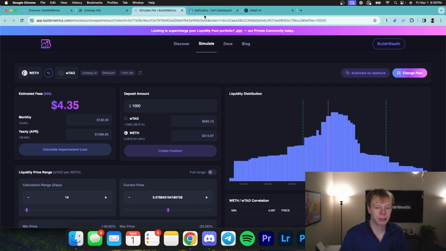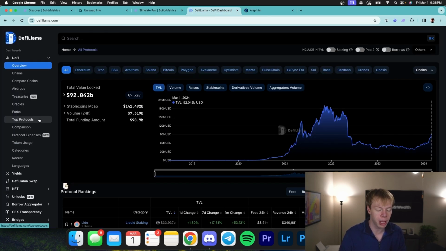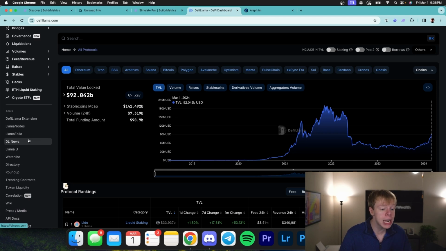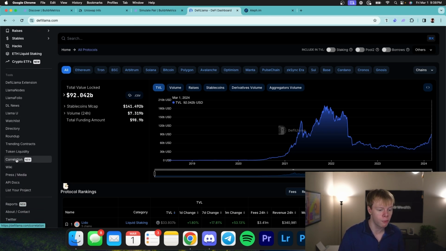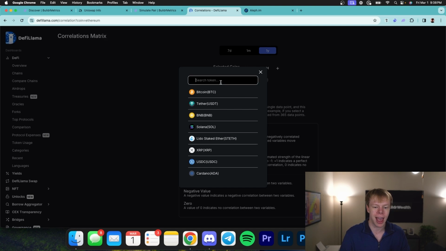Now, another thing I'm going to factor into this analysis is obviously the correlation between Ethereum as well as Tau. So I'm going to head over to DeFiLlama.com. This is the next tool that we're going to be using, but we're going to head over to the correlation matrix. We want to look at Ethereum, and we also want to look at Tau.